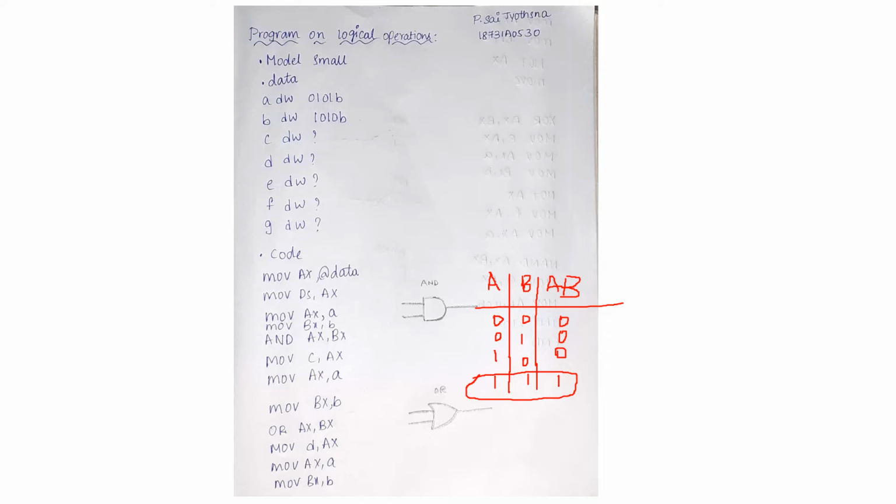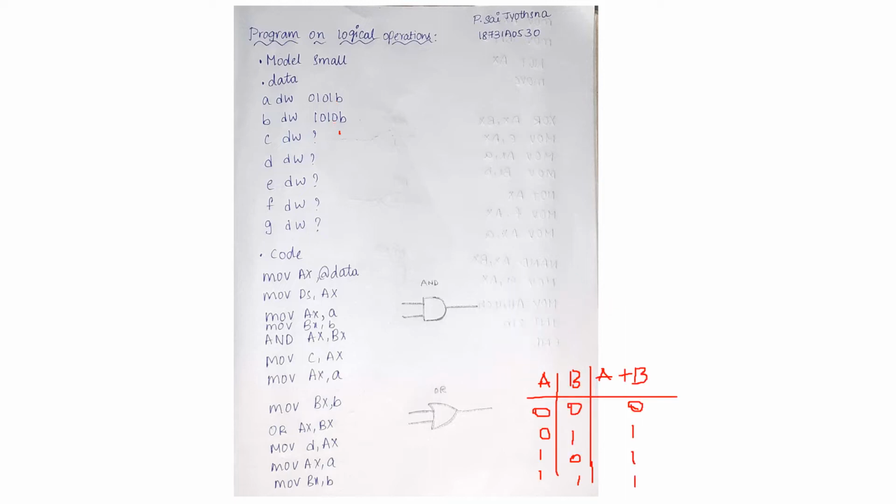If we consider the first bit of A and the first bit of B, that is 1 and 0, 1 and 0 results in 0, and next 0 and 1 results in 0, 1 and 0 results in 0, and 0 and 1 results in 0. In this way the AND operation is performed and the result is moved to C. In this step, MOV C, AX means the stored result from AX is moved to C.